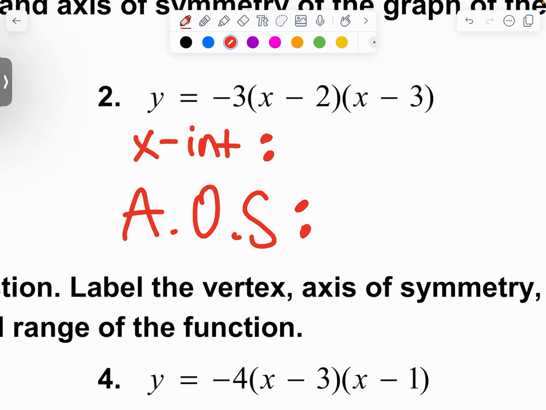Where are our x-intercepts? Okay, 2 and 3. And if our x-intercepts are at 2 and 3, then halfway in between, our axis of symmetry would be at 2.5 or 5 halves. I don't care how you write it. Okay, I'm okay with 2.5. Okay, Kari, are you okay with that?